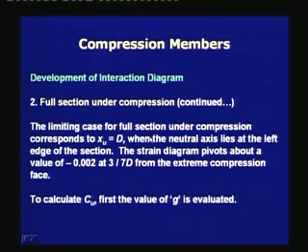The limiting case for full section under compression corresponds to xu equal to d, when the neutral axis lies at the left edge of the section. The strain diagram pivots about a value of minus 0.002 at 3/7 d from the extreme compression face. To calculate Cu, first the value of g is evaluated. This g is the intercept of the parabolic curve from the value of 0.447 fck. Based on the second order parabolic curve for concrete under compression, the expression of g is as follows.